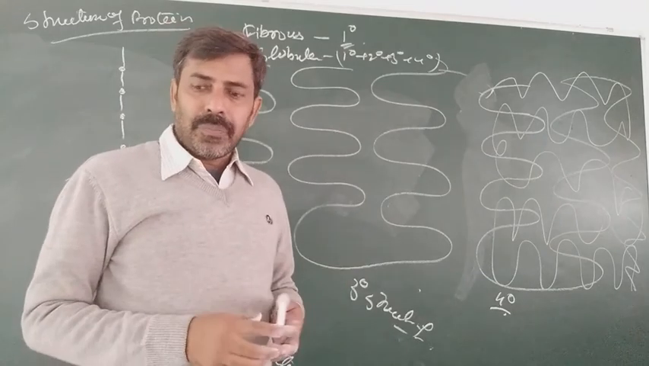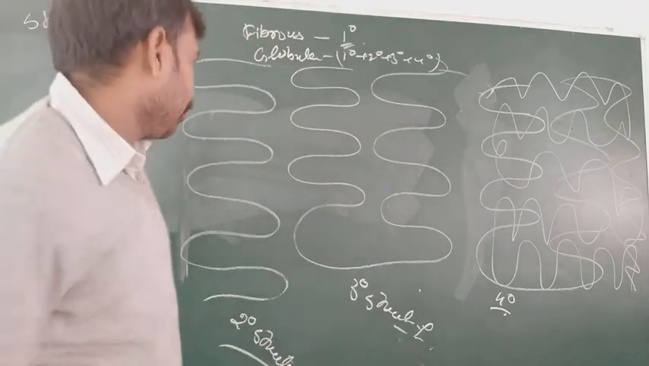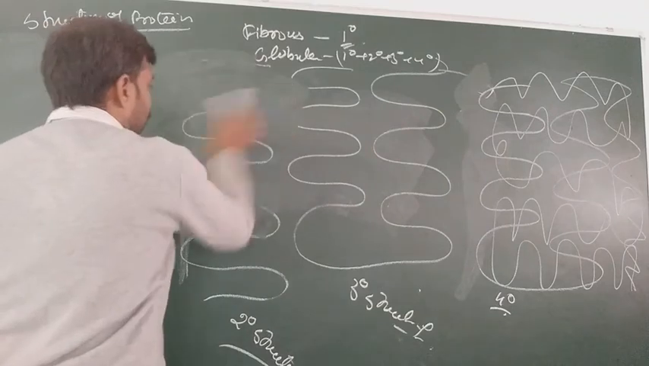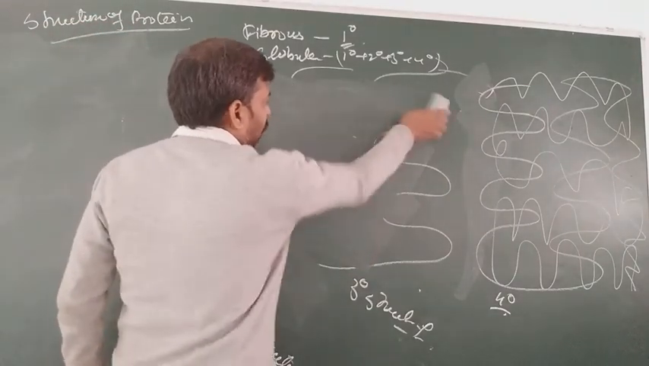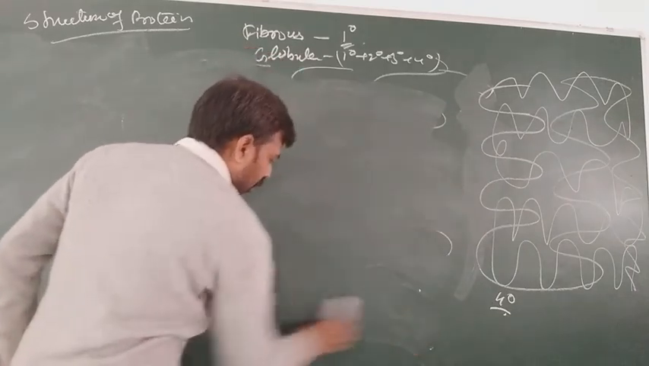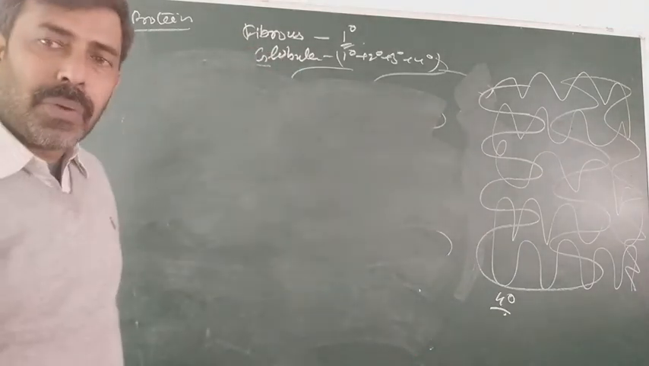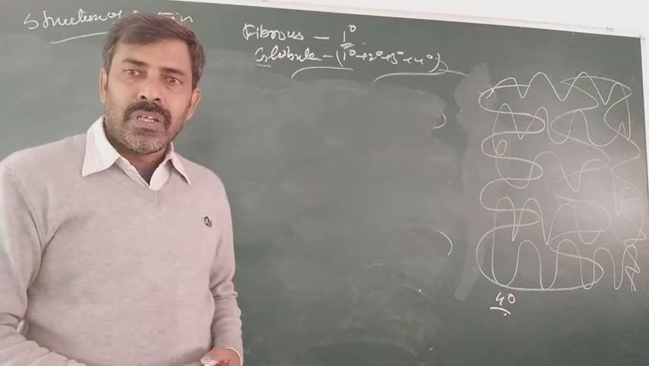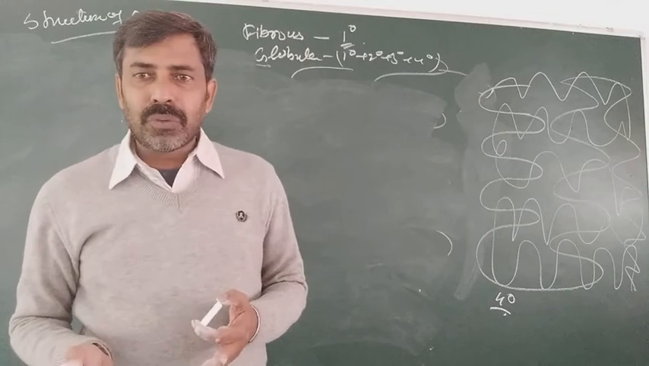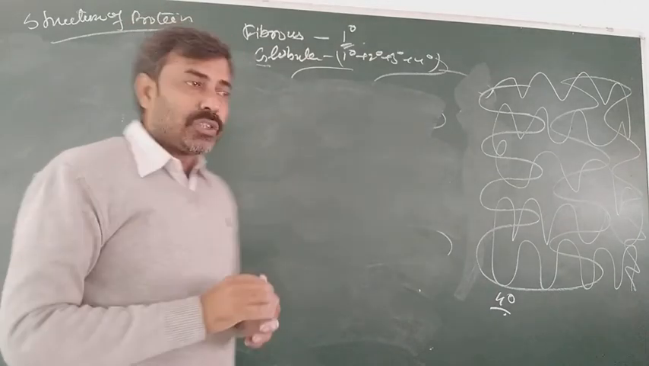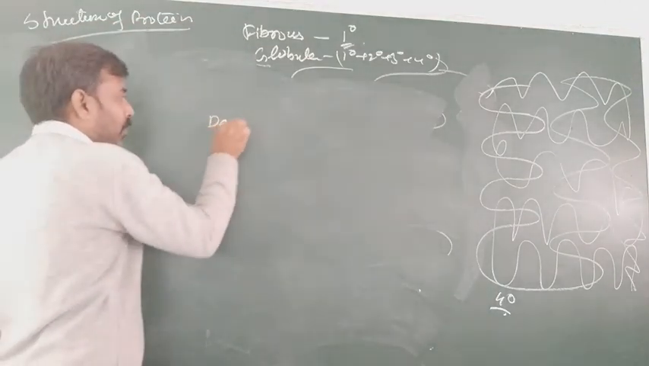There is another term that is called the denaturation of protein. What is the denaturation of protein? Sometimes in presence of some electrolyte, heat or some other factor, the globular protein turns in the form of the fibrous protein. And this phenomenon of turning the globular protein in the form of the fibrous one is called the denaturation of protein.